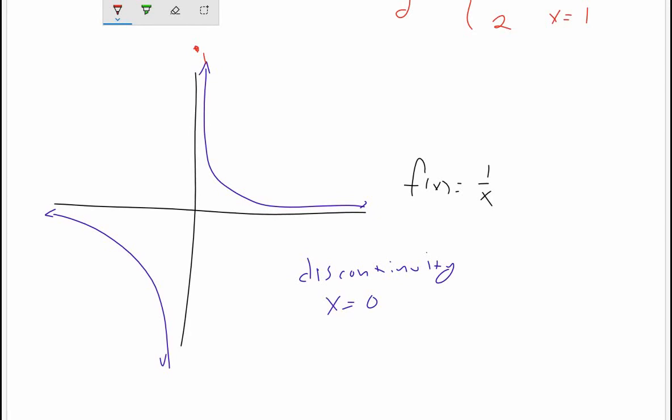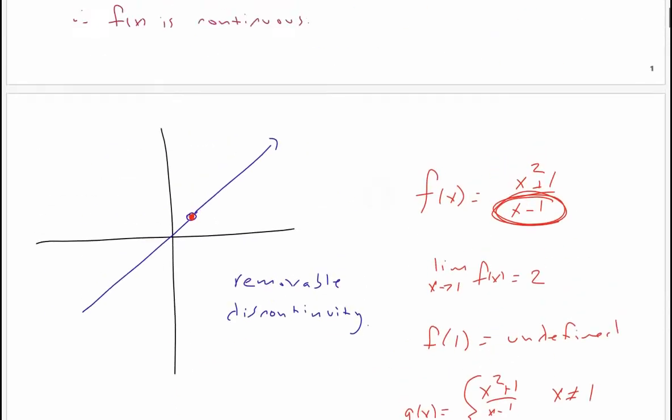For the removable ones, you have to be able to plug the hole. So whatever the limit is, the other piece of the function has to be able to be equal to that limit. So a limit has to exist, and it's the same from both sides. And then you can just define the function to equal that point. Now, the function would have to be undefined there, right?